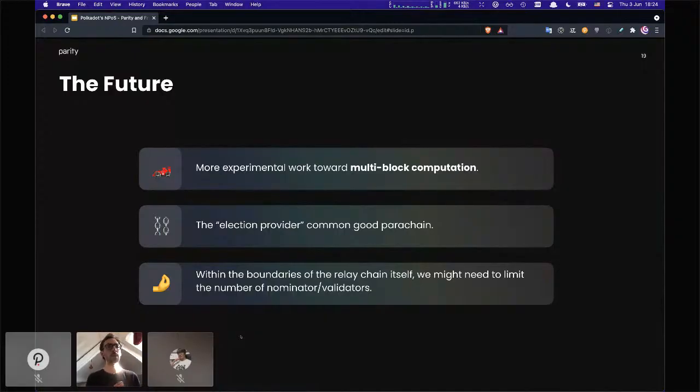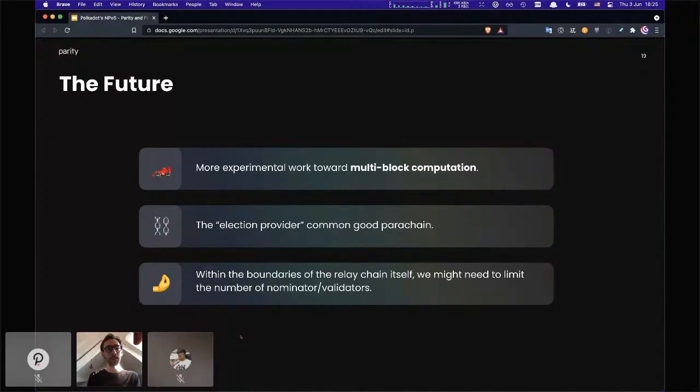A slightly more long-term plan, or utopian plan, I would say, is to have an election provider common good parachain living in Polkadot. This is also something that, yeah, we have to see if it will be feasible, but if so, we would definitely do it, or try doing it at least, because it really makes sense. So there would be one common good parachain that would only take care of providing this NPoS election functionality to the staking. And probably the staking functionality itself would stay on the relay chain, but the election, all the computation would happen in a separate parachain, and only the results will be fed back.